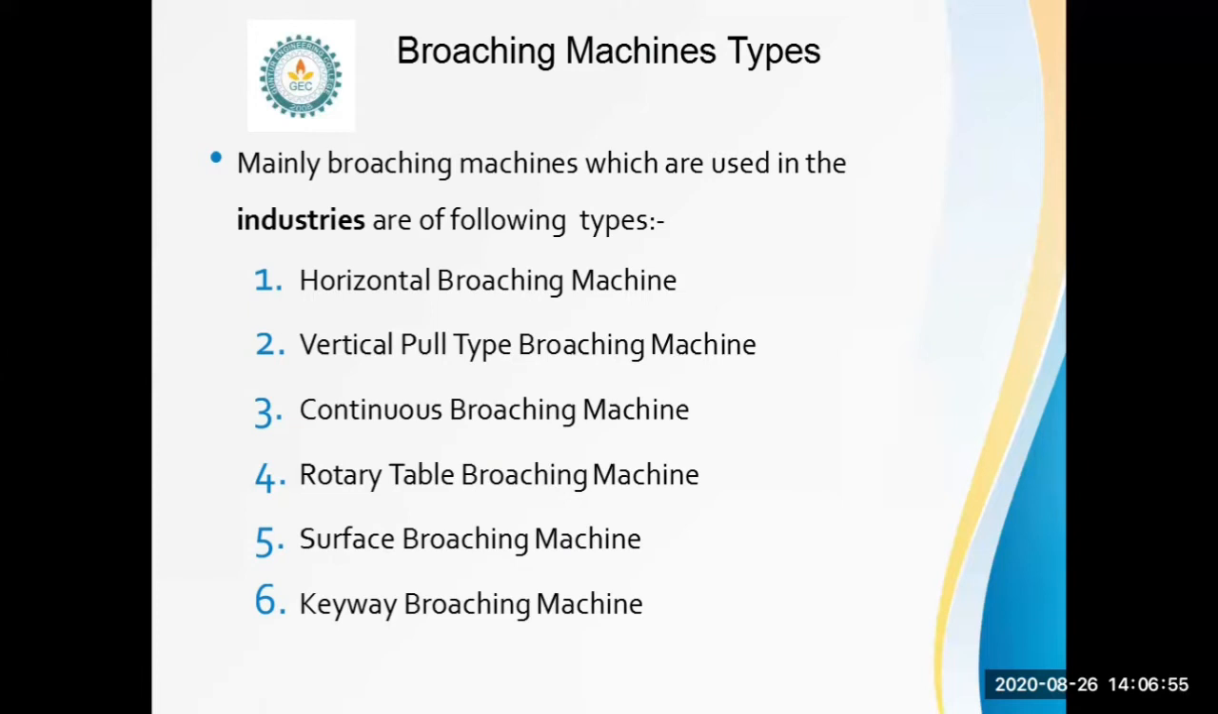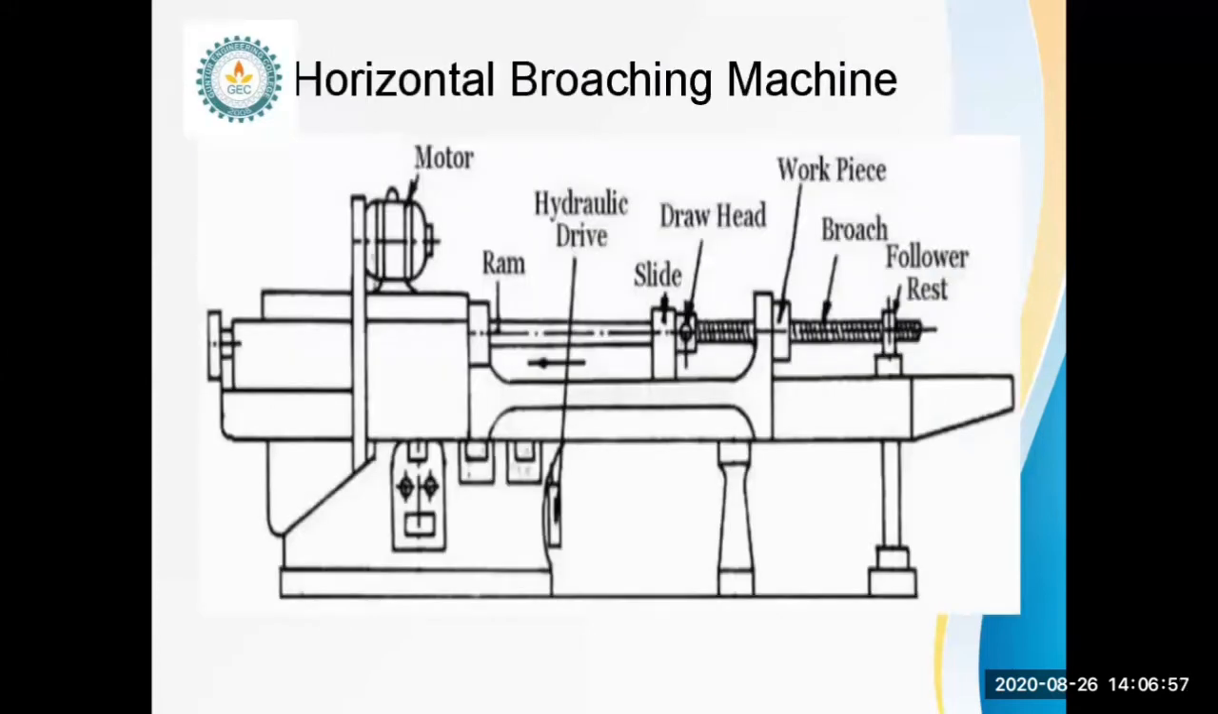So the first one is the horizontal broaching machine. See the line diagram of the horizontal broaching machine. Horizontal broaching machines are used for surface broaching or internal broaching, the latter being most common, in which the work is held in a fixture. In surface broaching, the tool is pulled over the surface, while for internal broaching, the broach is pulled through the work, that means through the hole.